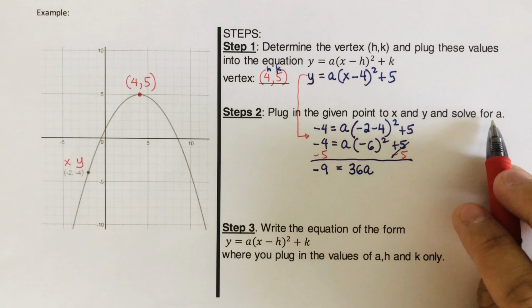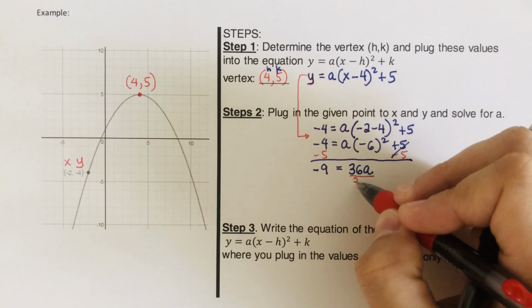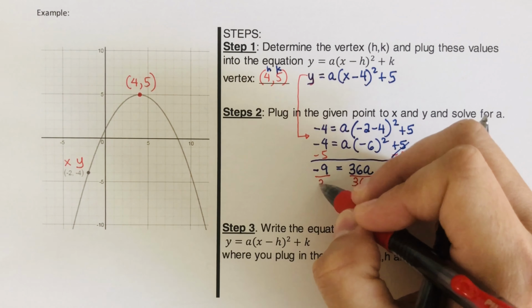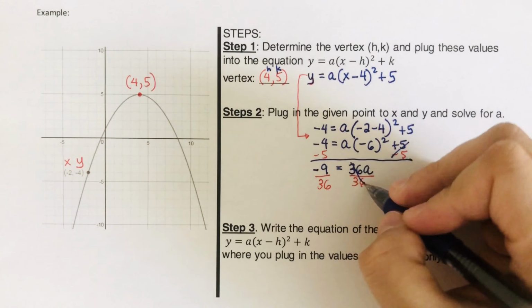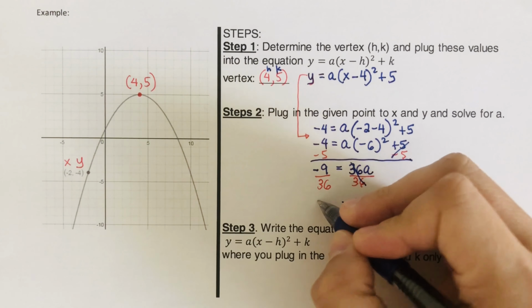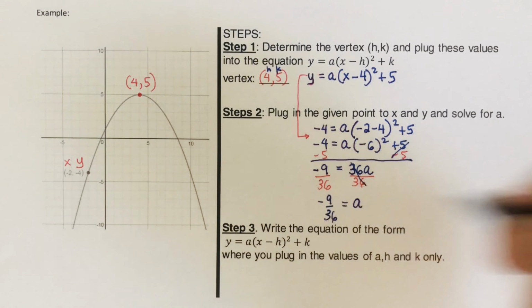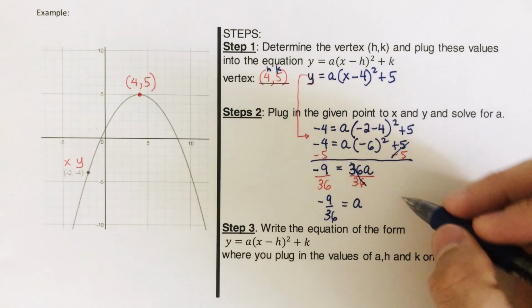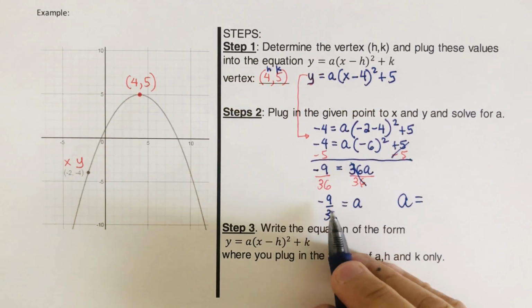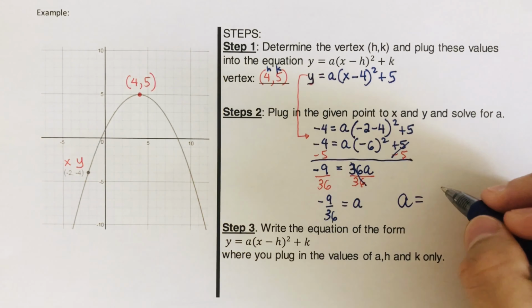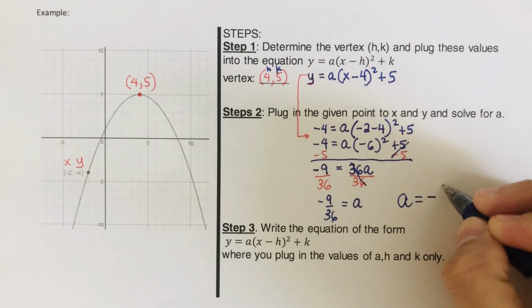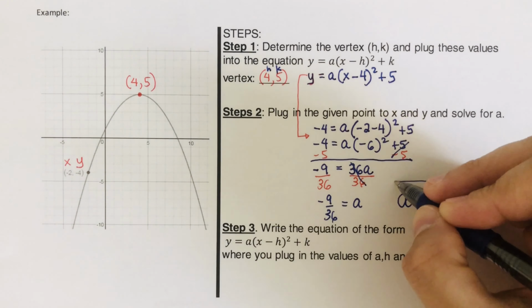We want to solve for a. So then we divide both sides by 36. Then we can cross that out. So our a is negative 9 over 36. And we can reduce this. So that would be a is equal to, these are both divisible by 9, negative 1/4. That is our a.